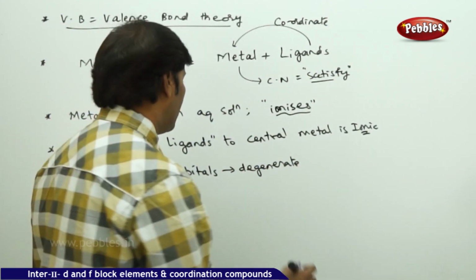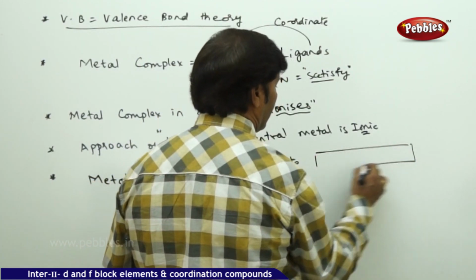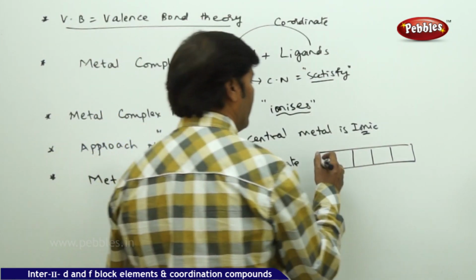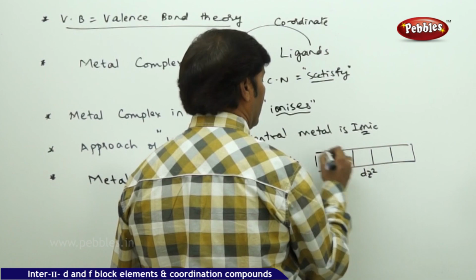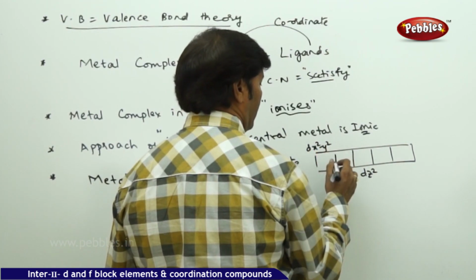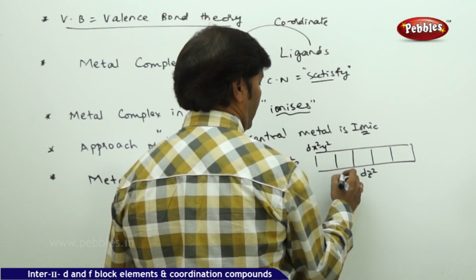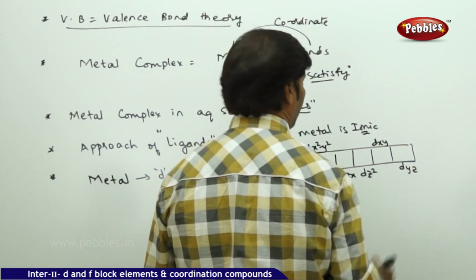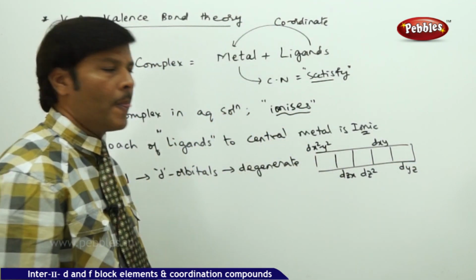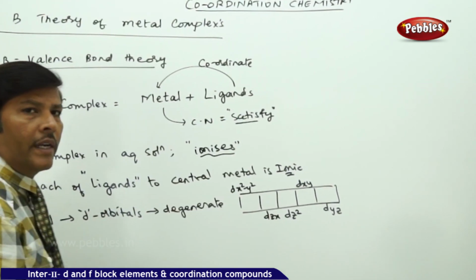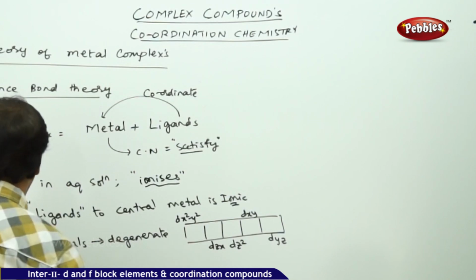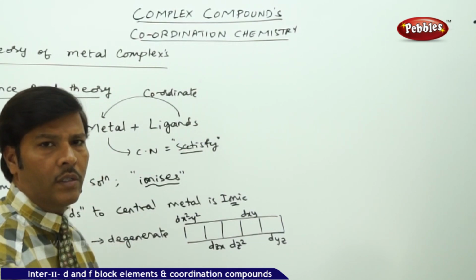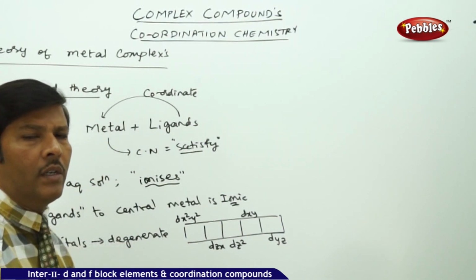When they are degenerate, all the orbitals they contain remain intact like this: 1, 2, 3, 4, 5. That is, this is dz square, dx square minus y square, dzx, dxy and dyz. All these are degenerate. When the attack of ligands has a uniform plane of symmetry, these d orbitals do not split, they remain intact. All the d orbitals of the d sublevel remain intact.